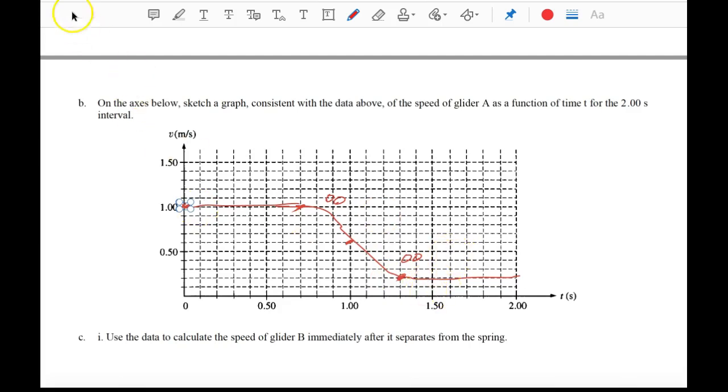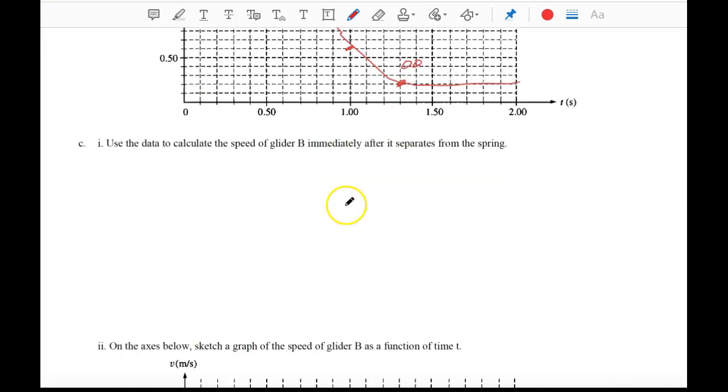And that would be 3 points. Next thing they want us to do is use the data to calculate the speed of glider B. And so we're going to do that. The speed of glider B immediately after it separates from the spring. So you can either do this using conservation of momentum or conservation of energy.